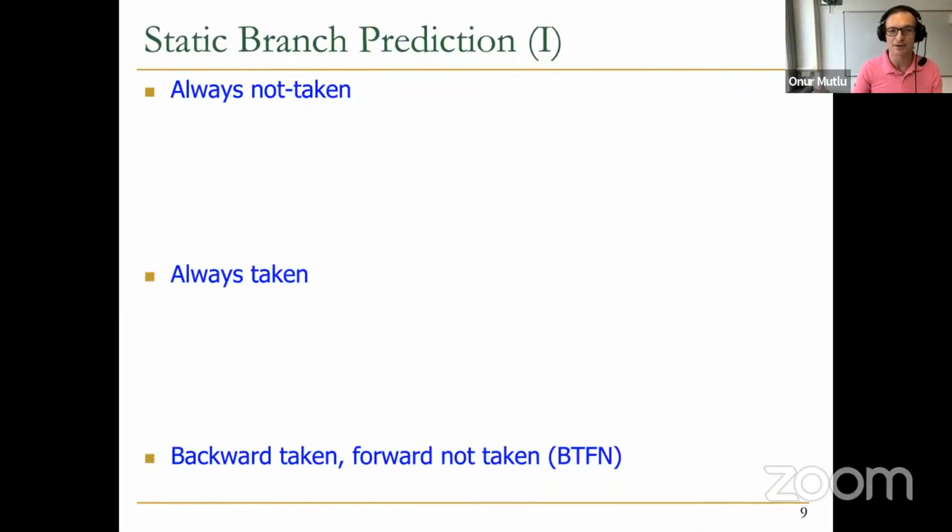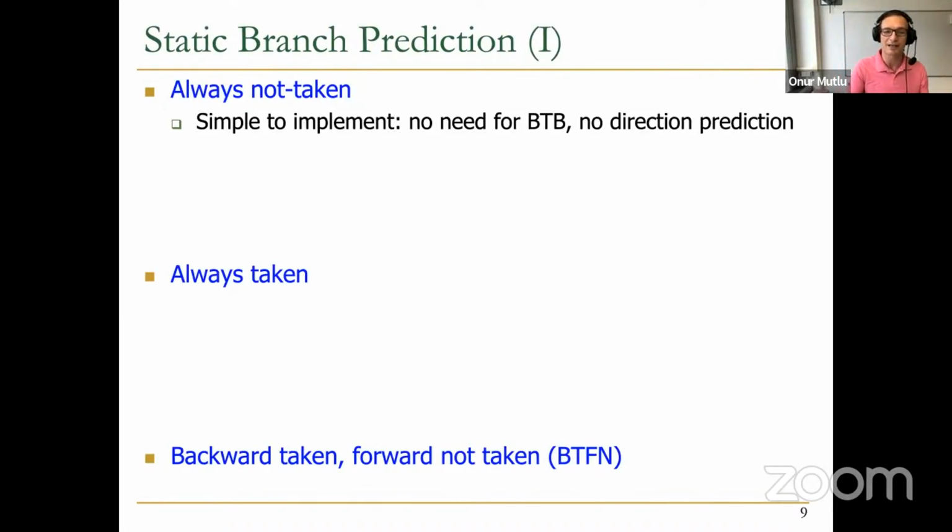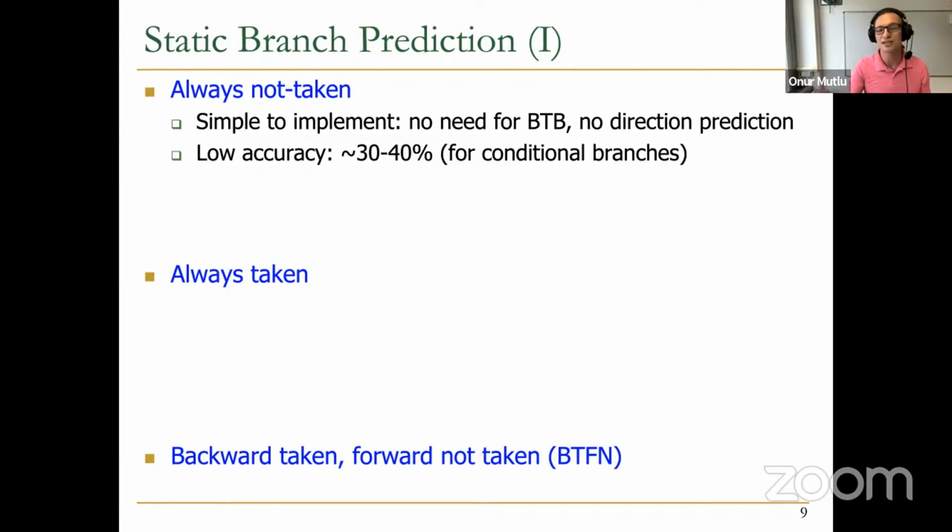Actually, we have seen some of them. Certainly, we have seen the always not taken one, right? Basically, when we constructed our original pipeline in lecture 14, we said that, okay, let's predict the next fetch address is PC plus 4 in MIPS. Clearly, you're predicting always not taken in this case, and this is very simple to implement. There's no need for a BTB even, because you never need the target address, because you're never predicting the branch as taken. There's no need for direction prediction, clearly, because it's always not taken, right? Unfortunately, this is low accuracy, as we discussed. You get only 30 to 40% prediction accuracy for conditional branches.